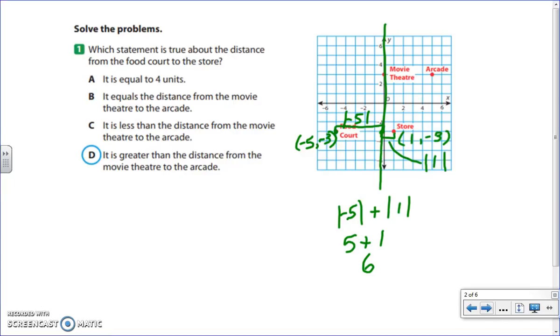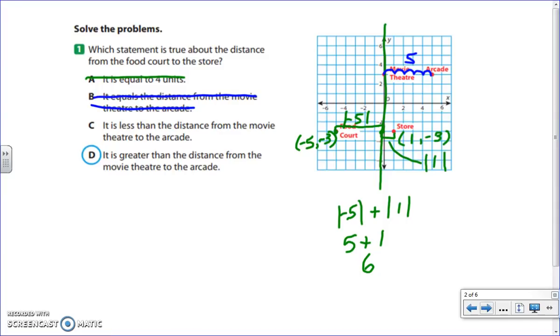So we have some choices here about which one is true. So the distance is equal to 4 units. That's obviously not true because we know the distance is 6 units. It equals the distance from the movie theater to the arcade. Okay, so let's look at the movie theater to the arcade. We found the distance between the food court and the store. 1, 2, 3, 4, 5. Looks to me like the distance between the movie theater and the arcade is a distance of 5. And so that's definitely not true.